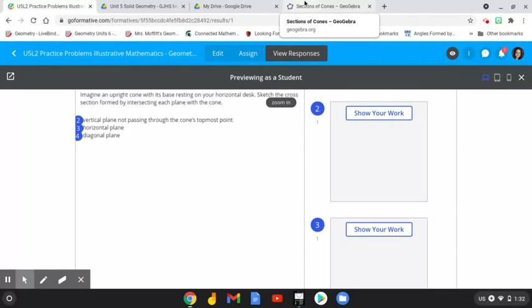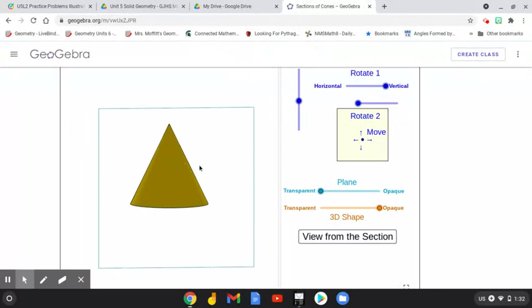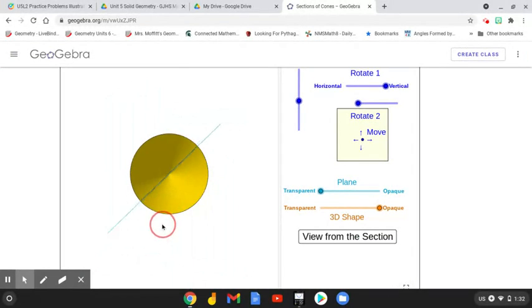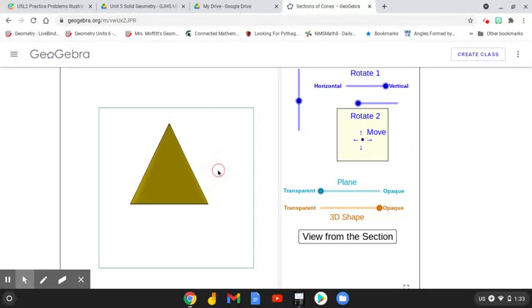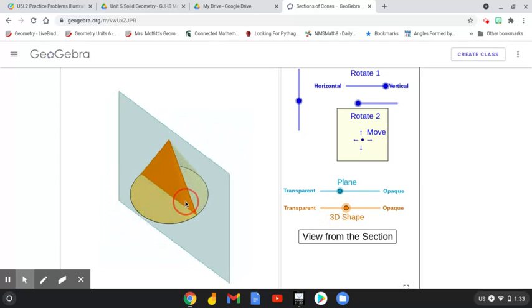Okay, so to answer this question, it's helpful to me if I can visualize what's happening. So if I start out with a cone, you can see we've got the yellow cone here. The first question asked about a cross-section that was vertical. So we have our plane, make that kind of a blue color, and it is cutting through our cone vertically. Make my shape a little bit more transparent so we can see what's going on.